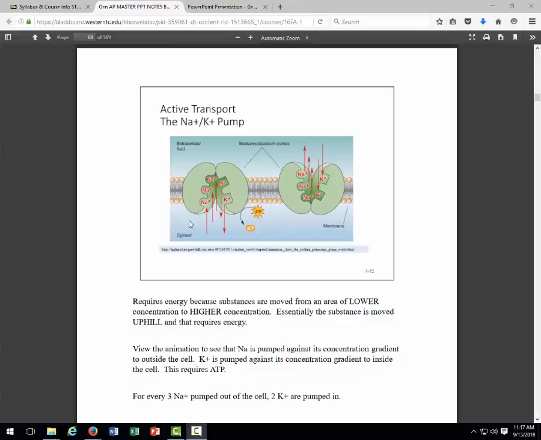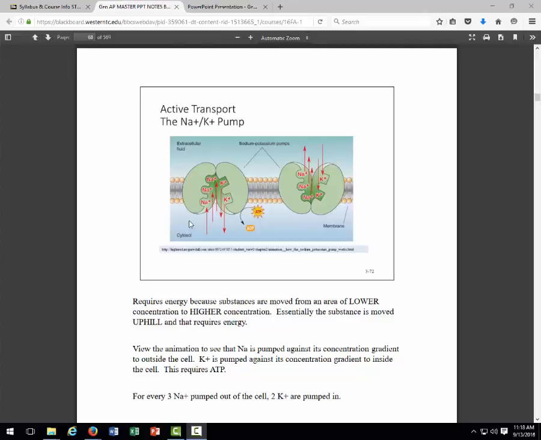And here's the example I use for that. If I have a leaky boat and I sit out in my canoe, I have a leaky canoe and I'm sitting out in my canoe, where is there more water? Outside the canoe? I'm in a lake. There's more water outside the canoe or inside the canoe? Outside. So water is going to flow in through those leaks. Does it require any energy on my part for that water to come into the boat? No, it's going from higher concentration of water to lesser concentration of water.